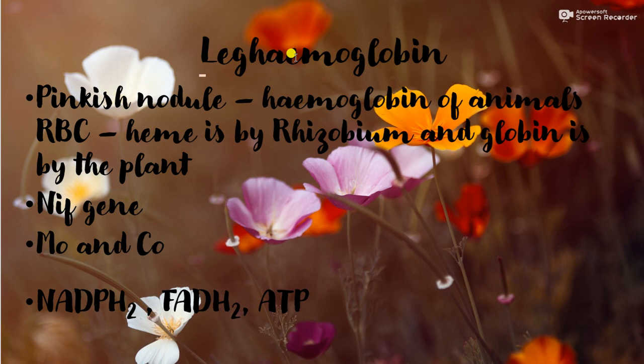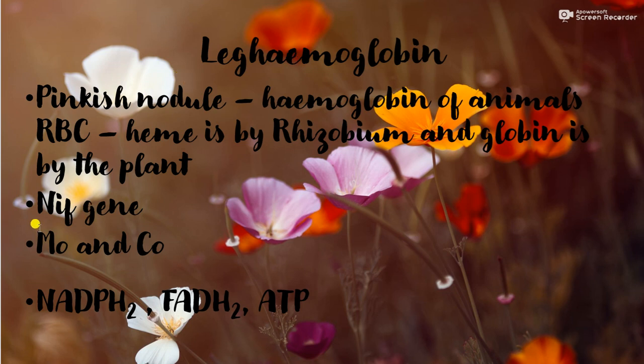Because of the presence of this hemoglobin, if you take a cross section of these root nodules, it would be pinkish in color. This pinkishness is enriched when the hemoglobin content is high in the root nodules, and it's believed that the one with high pink color will have high nitrogen content.